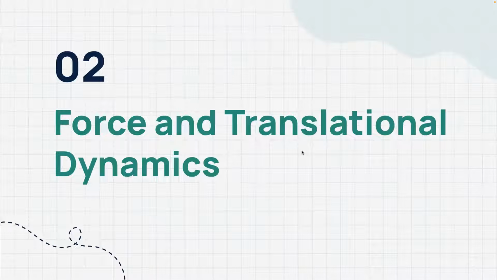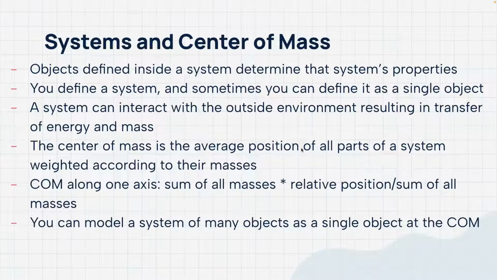Now I'm going to go over unit 2, forces and translational dynamics. So objects defined inside a system determine the system's properties. You define a system, and sometimes you can define it as a single object, but sometimes you can define it as many objects. Systems can interact with the outside environment, which will result in a transfer of energy and possibly mass. The center of mass is the average position of all parts in the system, weighted according to their masses.